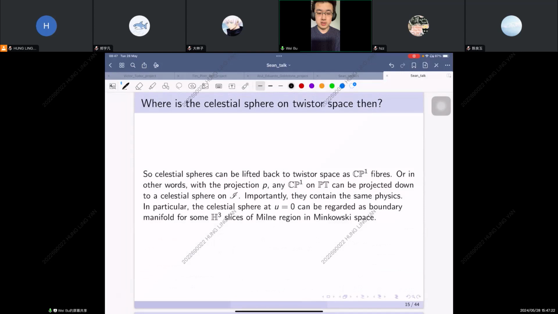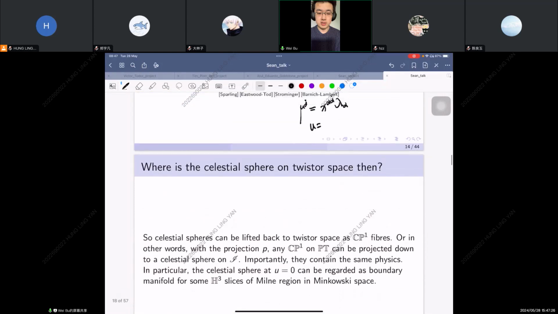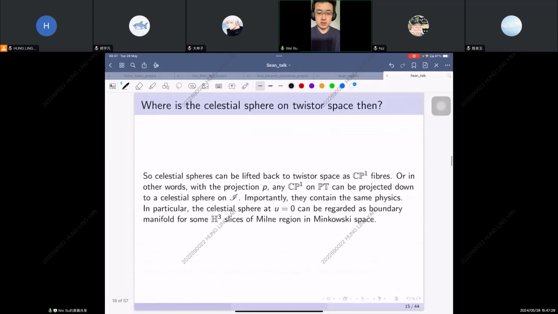Celestial spheres are cuts on scri, so naturally you can use the map before to lift anything back to twistor space as a CP1 fiber. Remember, there are these fibers living on top of Minkowski space. Think about it that way. Any sphere fibered over Minkowski space on twistor space, you can push down with this projection to a celestial sphere on scri. Importantly, they have the same amount of physical information.